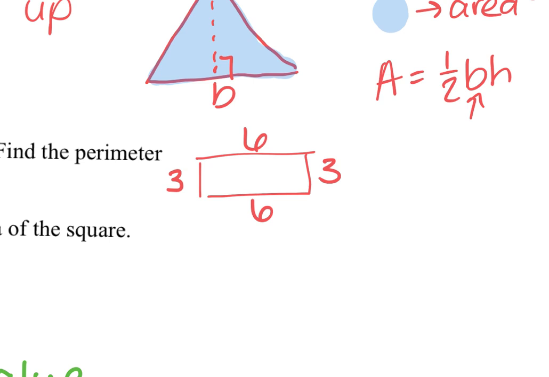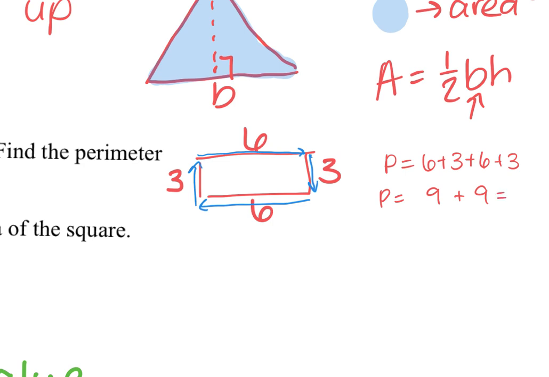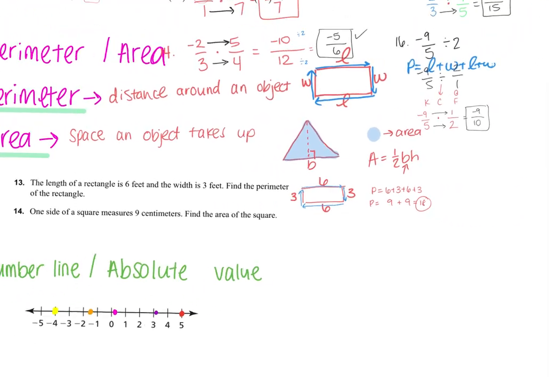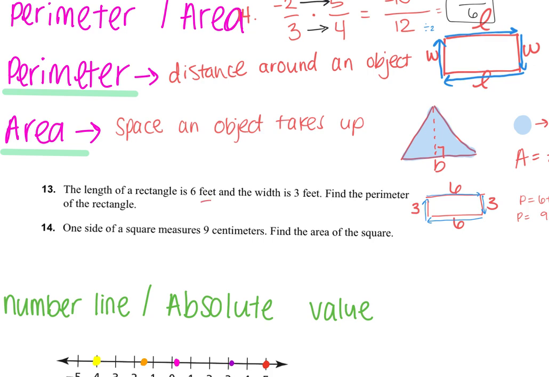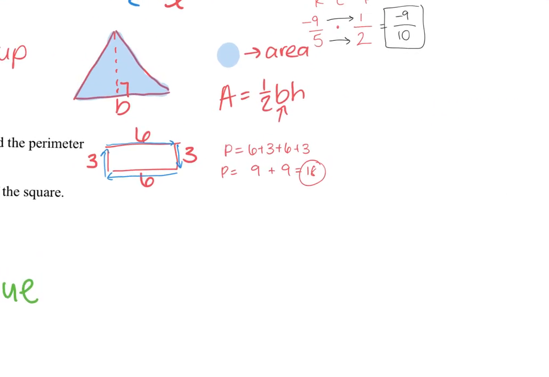So remember, the perimeter is the distance around the figure. So this would be 6 plus 3 plus 6 plus 3. So we're adding up all the sides. Perimeter equals 6 plus 3 gives me 9. 6 plus 3 gives me 9. So we have 9 plus 9, which gives me 18. So the distance around the entire rectangle is 18. Always include the units, and we were using feet for both of these, so our answer is 18 feet.